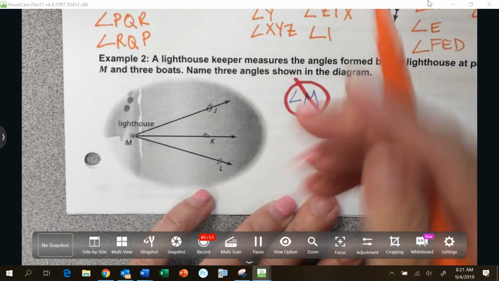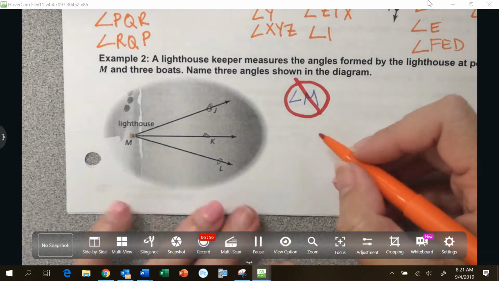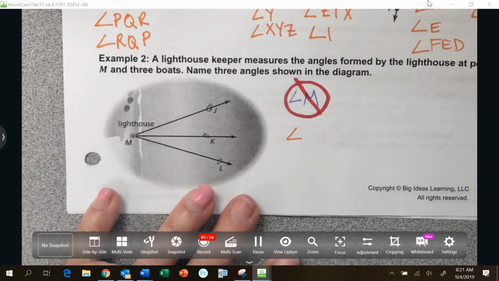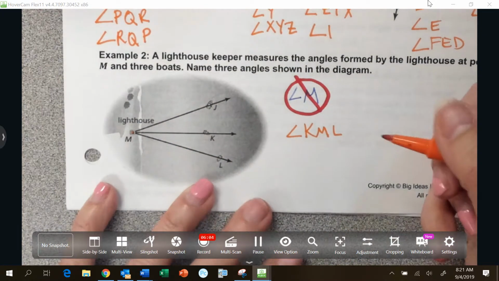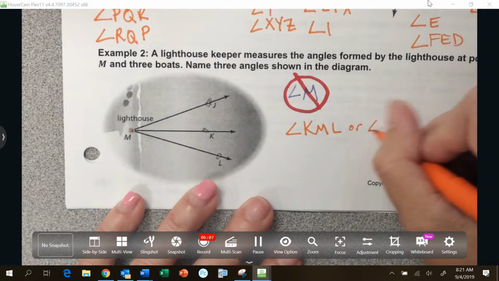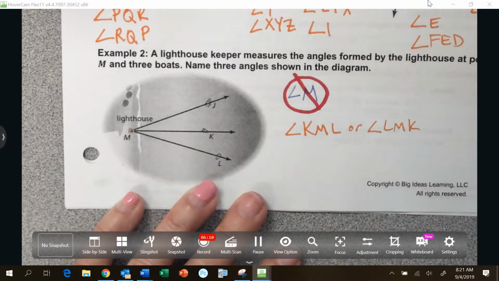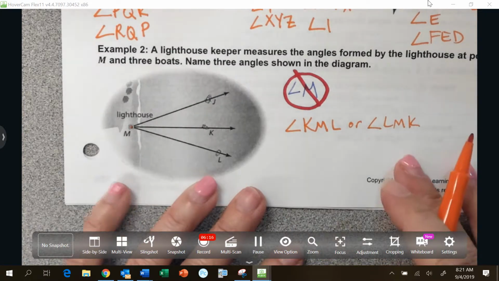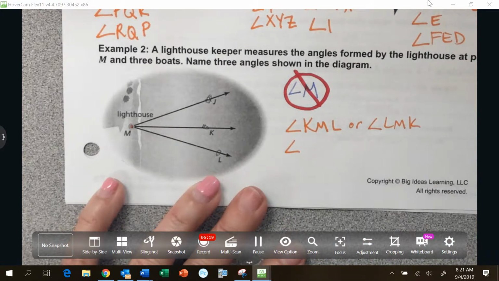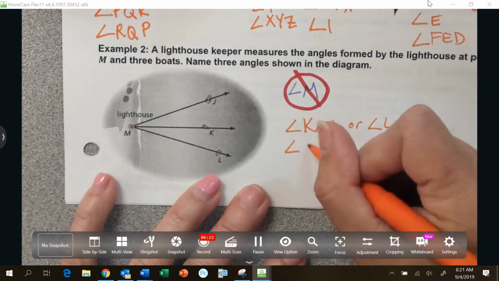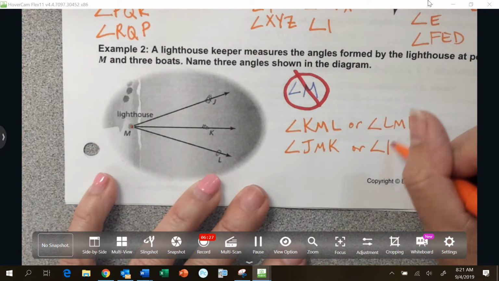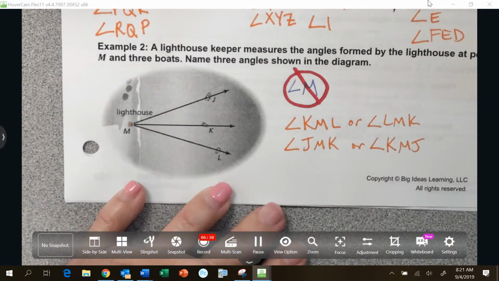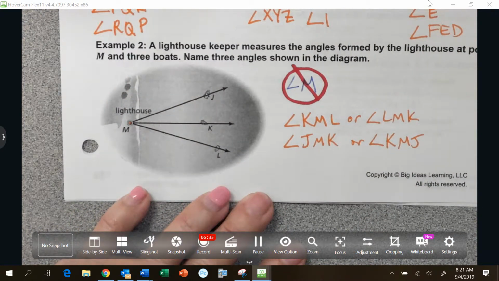So with that in mind, who can name me an angle? Alexa, can you name me an angle? KML. Good. And then that's going to be the same thing as angle LMK, so I'm not going to have anybody give me the same one, just different order of letters. Emily, can you name a different one? JMK, okay. Or the same thing as KMJ. And Stephen, can you name a third one in this picture?